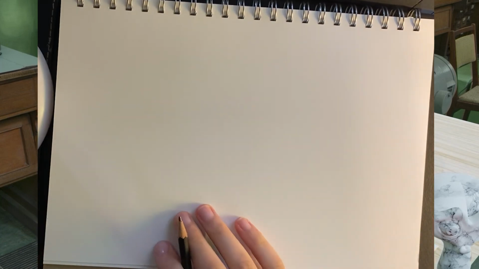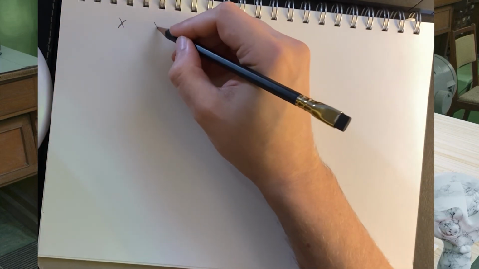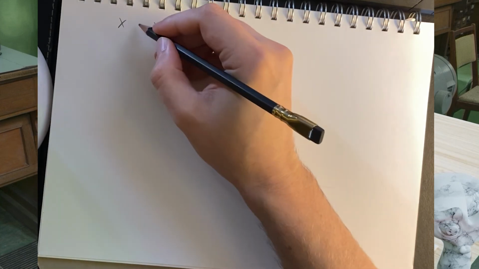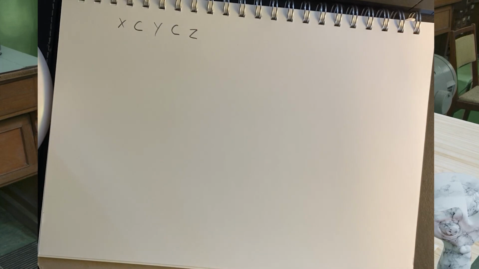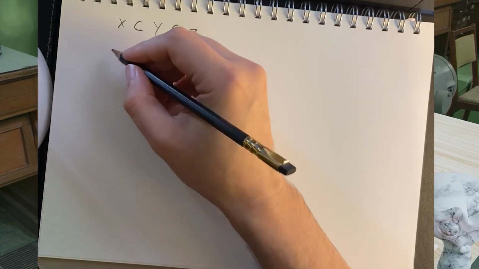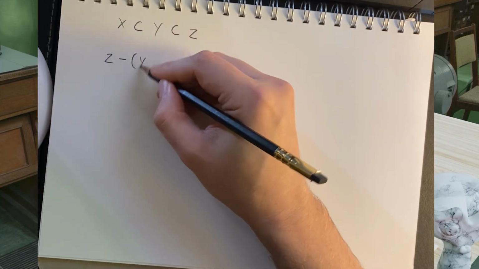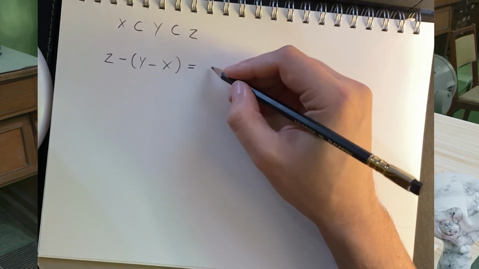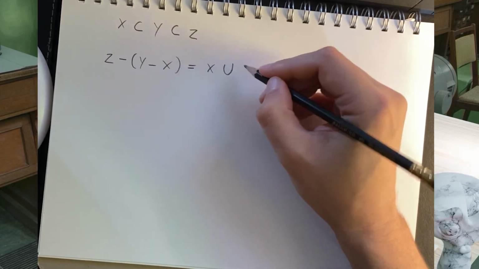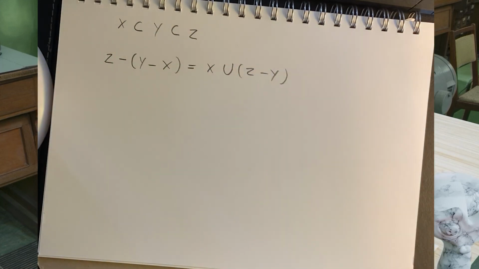Okay, last example for this video. I know it's getting a bit long, but here we have it. Consider three sets, X, Y, and Z. Let's let X be a subset of Y, and let Y be a subset of Z. Now let's prove that Z without Y without X is equal to X with Z without Y. That's a bit of a mouthful.